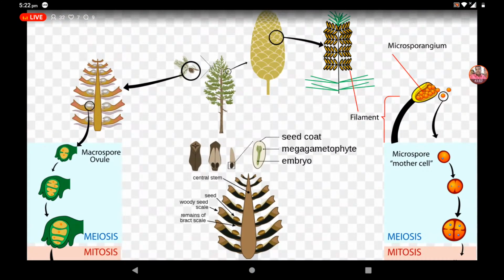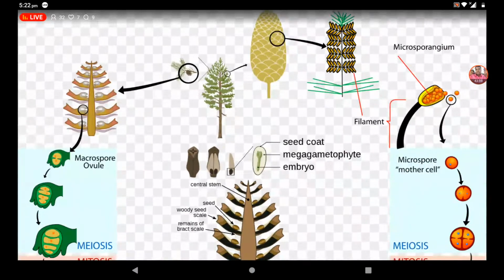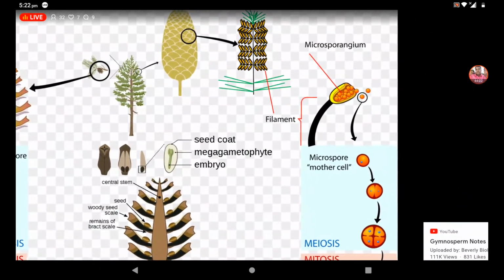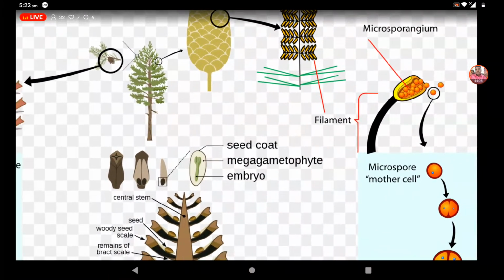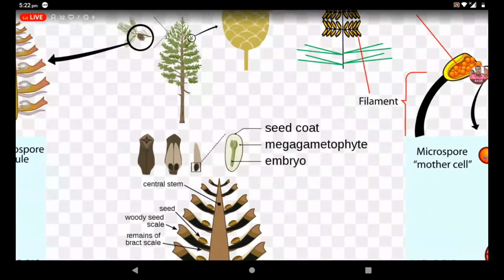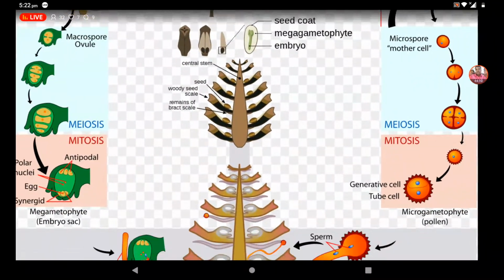Okay, here we find male and female cones. From that, we see the formation of pollen grains, as well as the microspore mother cell, which follows the meiotic division.